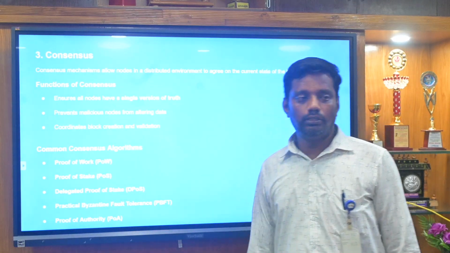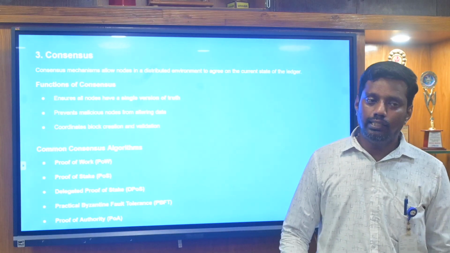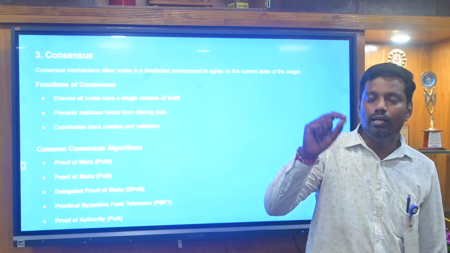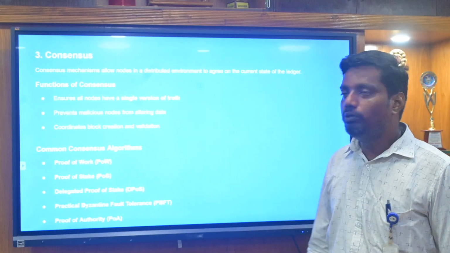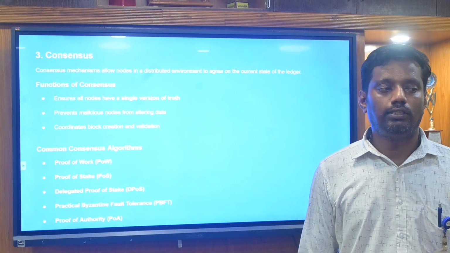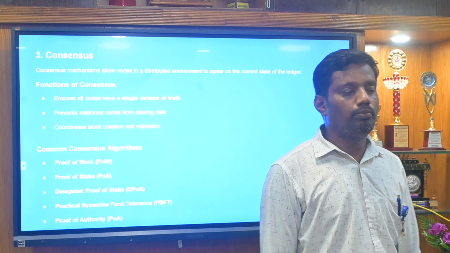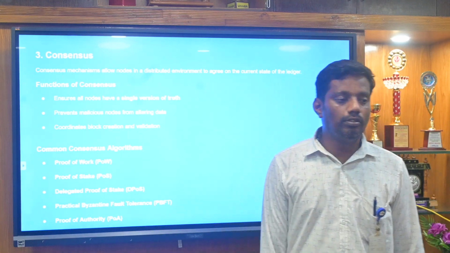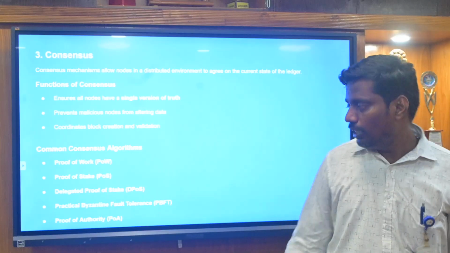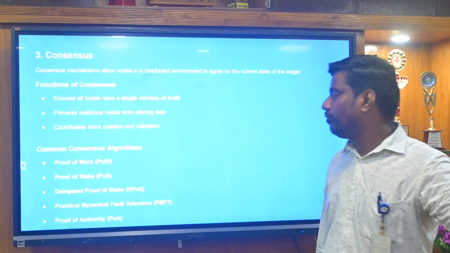Then the third one, the consensus mechanisms. These mechanisms allow the nodes in a distributed environment to agree on the current state of the ledger. The functions of the consensus are to ensure all the nodes have a single version of truth, and to prevent malicious nodes from altering data. And the next one is coordinating block creation and validation. So these are the functionalities of consensus mechanisms. The common consensus algorithms are, one, POW, which we call proof of work, the next one proof of stake, the next one delegated proof of stake, that is DPoS, the fourth one PBFT, that is practical Byzantine fault tolerance mechanism, and the last one proof of authority, PoA.